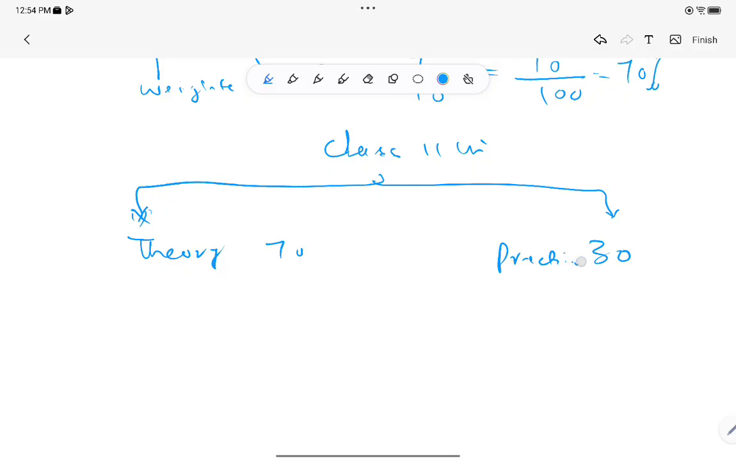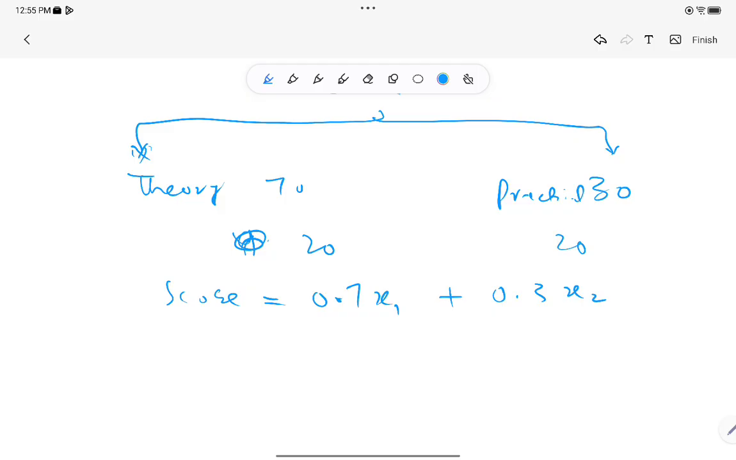So importance given to theory is more, importance given to practical is less. So suppose a person obtains 20 marks in theory, 20 marks in practicals. Now these will not receive the same importance. The score of the student can be calculated by this formula. Total score of a student can be calculated by the marks obtained in theory out of 70. We will write that 0.7x1 plus 0.3x2. I will explain this, and with that we will finish this video.